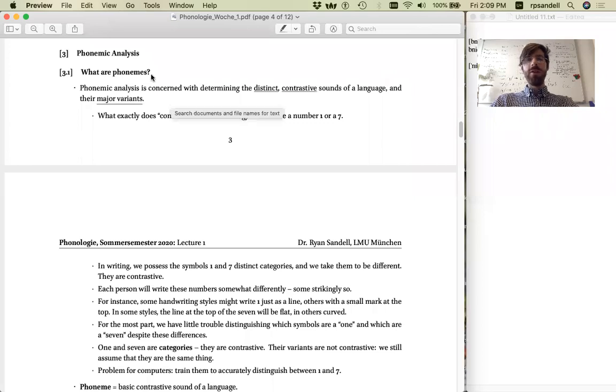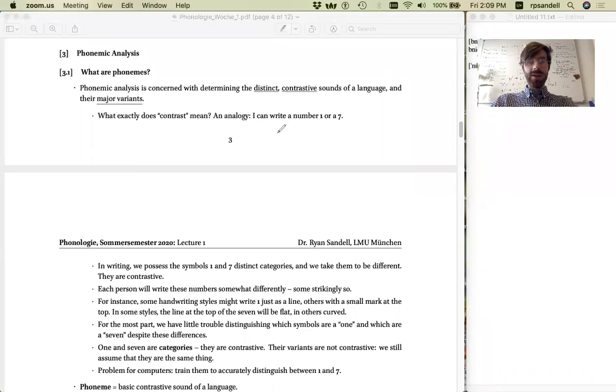So to get an idea of what we mean by contrast here, let's try to use an analogy. So for instance, let's say that I can write a number 1 or a number 7. So here we can see in this font, there's a number 1 written and there's a number 7 written. I can also use this little pen function here to write a 1 and a 7. And I can try to write another 1 and another 7. And yeah, they turn out a little bit different.